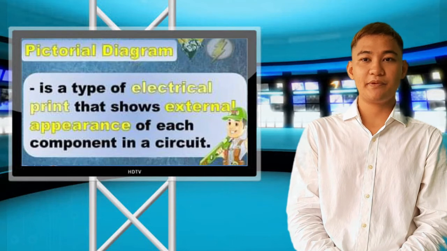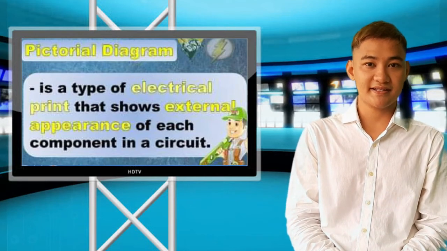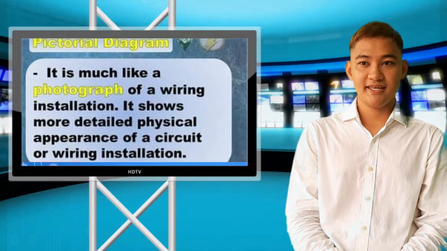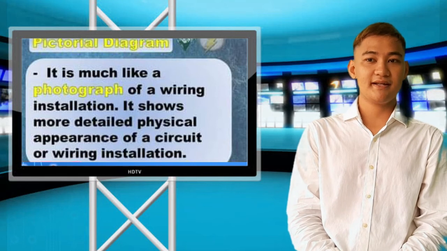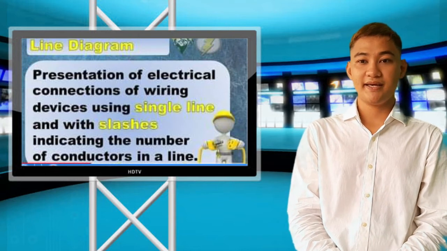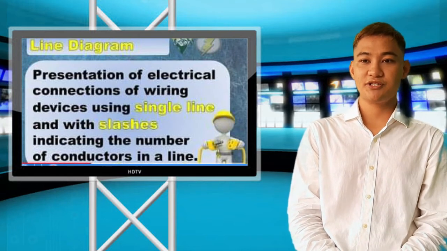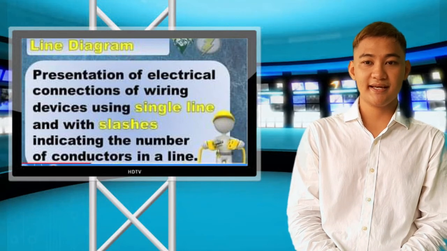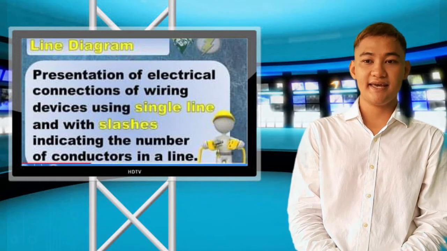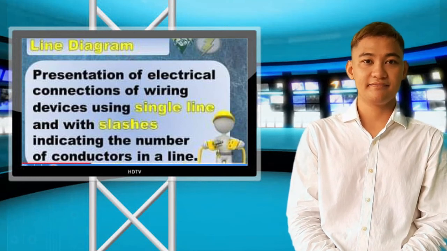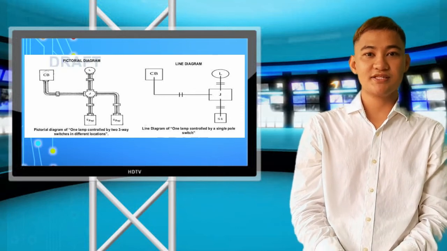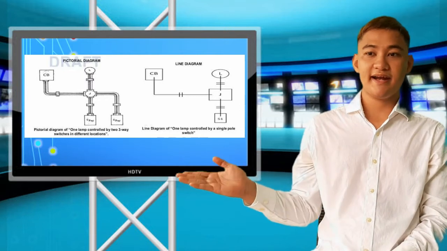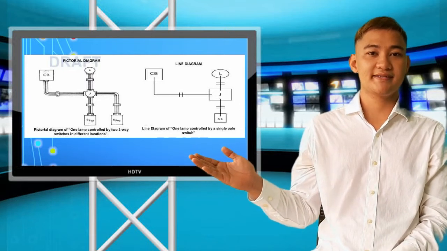Pictorial diagram is a type of electrical print that shows external appearance of each component in a circuit. It is much like a photograph of a wiring installation. It shows more detailed physical appearance of a circuit or wiring installation. While in the line diagram, it is presentation of electrical connection of wiring devices using single line and with slashes indicating the number of conductors in a line. Here are the examples. We can see here in the line diagram, it has only one line, while the pictorial diagram shows realistic picture of materials.